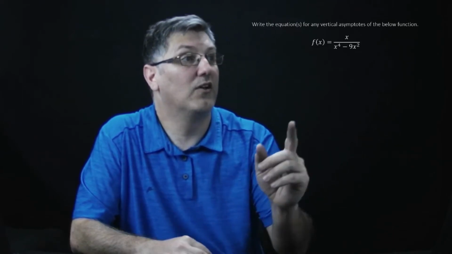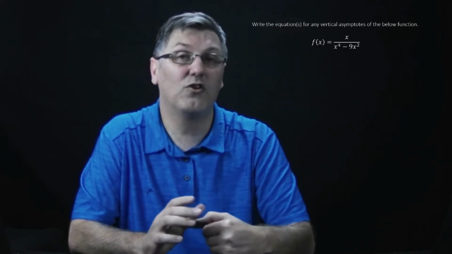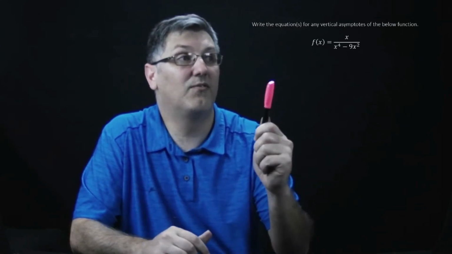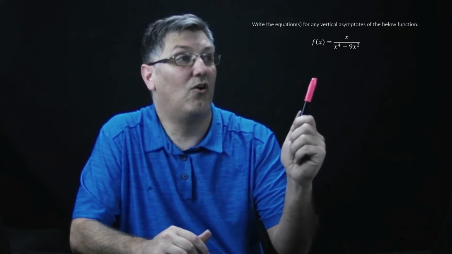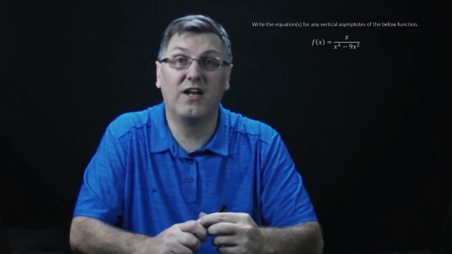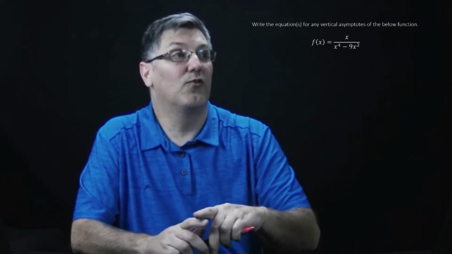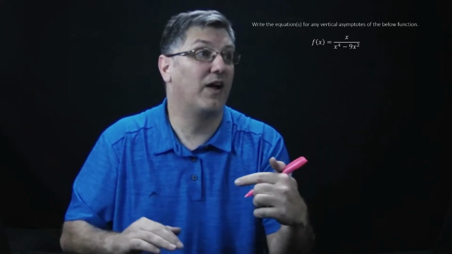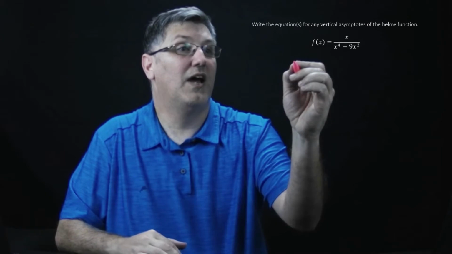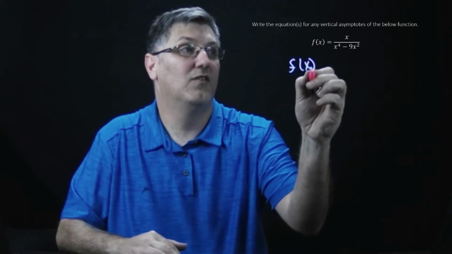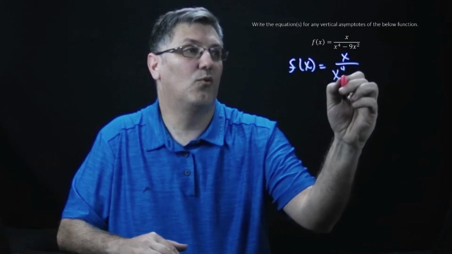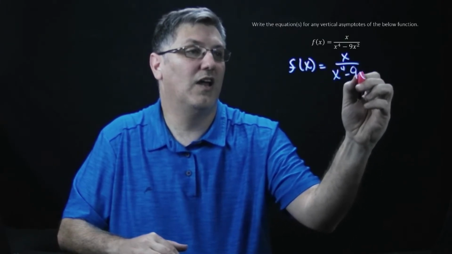So we have an equation here that says write the equation or equations of any vertical asymptotes of the below function. We have f of x equals x all over x to the fourth minus 9x squared. Okay, so the first thing we want to do is let's factor everything. Once again, with rational functions, factor, factor, factor. So we have f of x equals x over x to the fourth minus 9x squared.